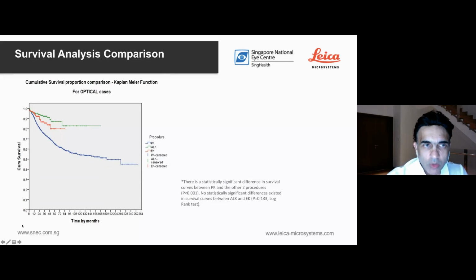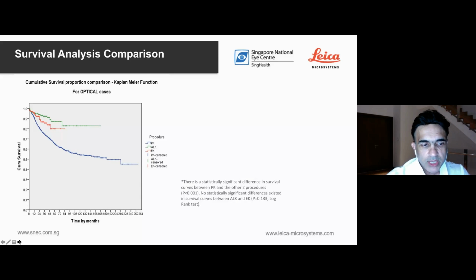However, if we look at the outcomes from the survival curves of these new selective lamellar transplantations, you can see over here EK in red, ALK or anterior lamellar keratoplasty in green, and penetrating keratoplasty, which I showed you on the previous slide, in blue. You can see here that by changing the type of surgery that you're doing, you can improve your long-term outcomes. This is showing up to about 10 years. We have data now going up to 20 years, since we've been shifting to doing more lamellar keratoplasty over the last 22 years at SNEC itself. And by changing the procedure, you're going to improve your long-term outcomes.